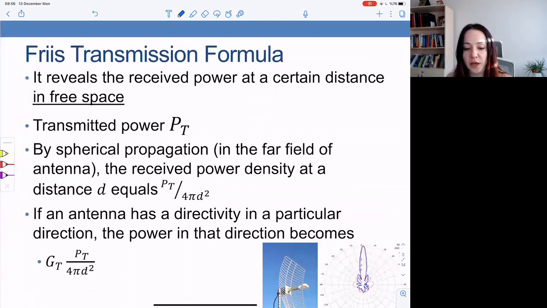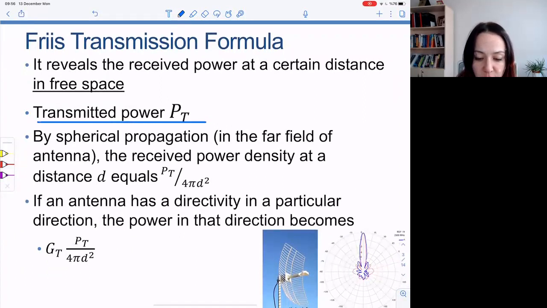Now, for propagation in free space, or for propagation in general in the terrestrial environment, we estimate the propagation loss using something called the Friis transmission formula. The Friis formula starts from free space loss, where the physics is sort of simpler.